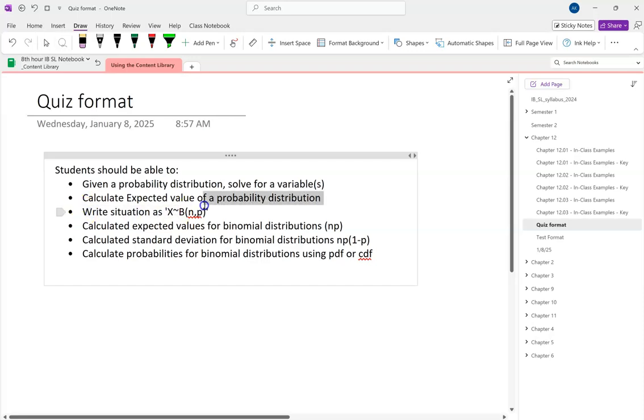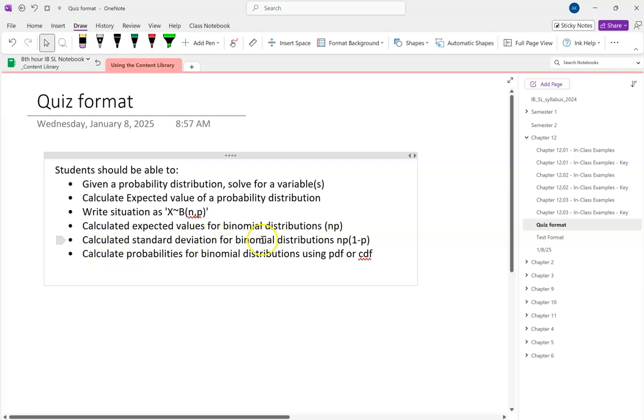You should be able to write a situation as a probability distribution. So like x is distributed as a binomial n comma p. Know the notation. N is the number of trials. P is the probability of success. That's all you need. Calculate the expected value for a binomial distribution. That's just going to be n times p. Will I give you that formula? Yes.